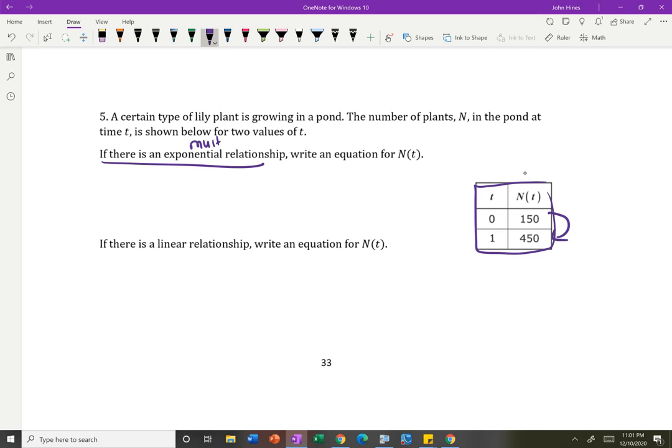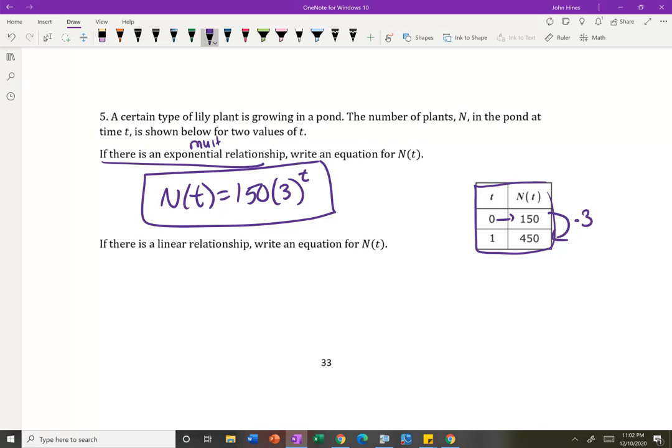How do I go from 150 to 450? Well, that looks like a times 3 pattern to me. So if we're exponential, let's write the equation. Y equals my starting amount, A, times my multiplier, which in this case would be 3, right? 3 times 150 is 450, to the x, or to the t power here. That would be the exponential function.